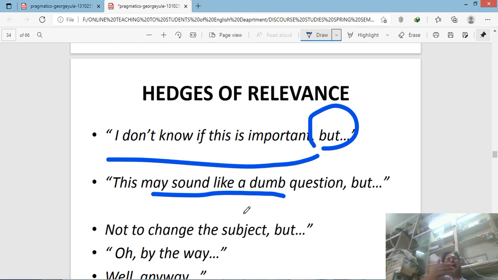So the maxims, if you have read the maxims, it means you all understand what I'm saying. But if you have not gone through the maxims of Grice, then at least you should go back to a Pragmatics course where you can familiarize yourself with the maxims of relevance, the maxims of quantity, the maxims of quality, and the maxims of relevancy. So you would certainly understand what I'm saying here.